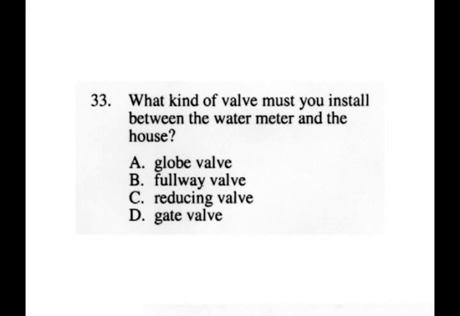Question number 33. What kind of valve must you install between the water meter and the house? The answer is letter B, a full-way valve. Now, a full-way valve is not a specific type of valve, it's a general type of valve that allows full flow. And there are a couple of different types of valves that fit that classification.